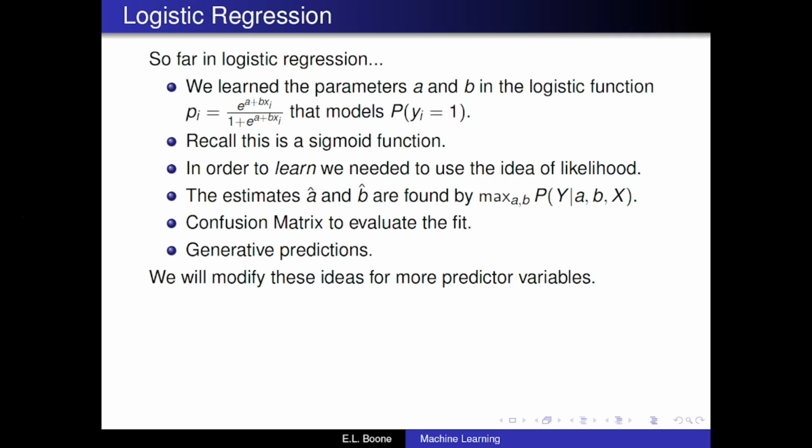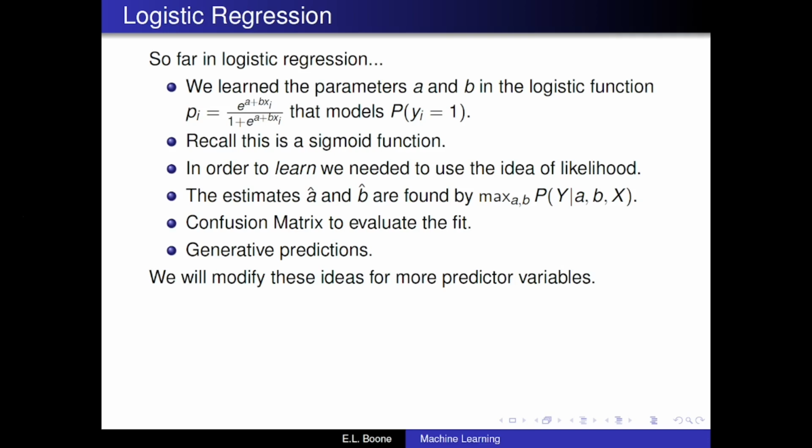So before we had parameters A and B in our logistic function, and here it is, you've seen last time, and this models the probability that yi equals 1. Remember, this is named a sigmoid function. The reason I keep bringing that up is later it's going to show up again. So why not keep bringing it up so that when you learn it later, you go, oh, yeah, I already know that. All right. So we needed to learn the idea of a likelihood. The estimates A hat and B hat are found by maximizing the likelihood. We used a confusion matrix to generate and evaluate the fit using specificity and sensitivity as well. And we were able to do generative predictions.